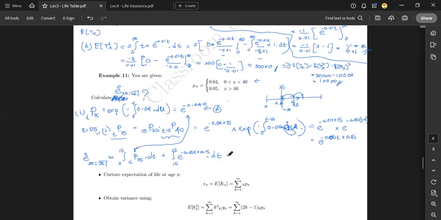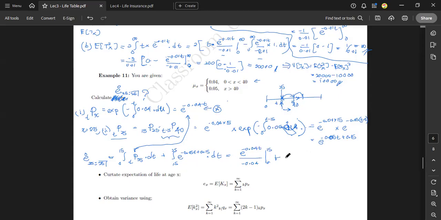And after that, we can simplify the integrals, where if you integrate this one between 0 and 15, it's 40 over 0.4, from 0 to 15.